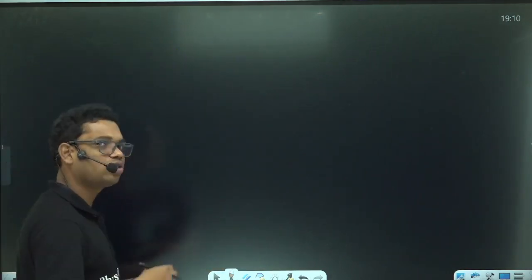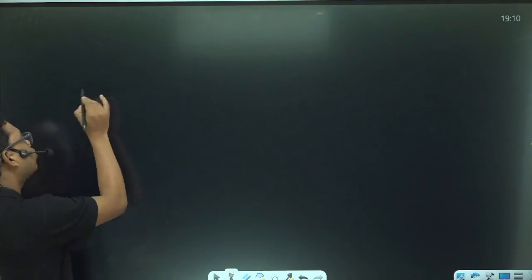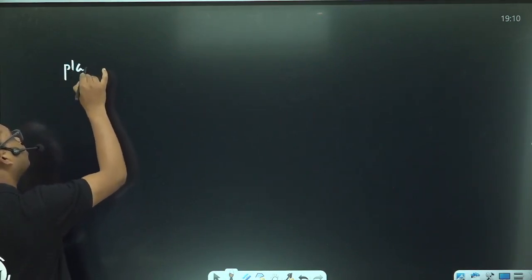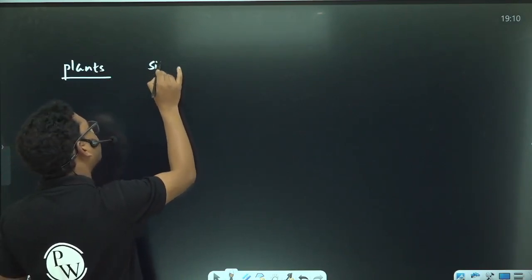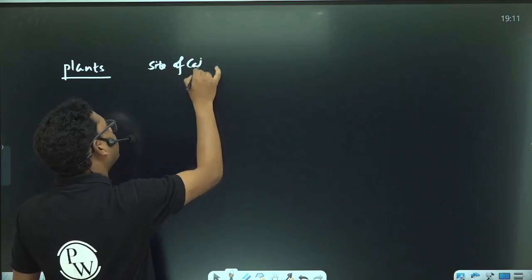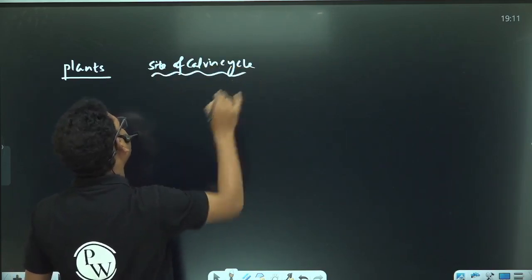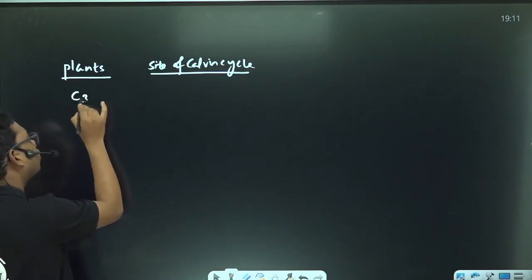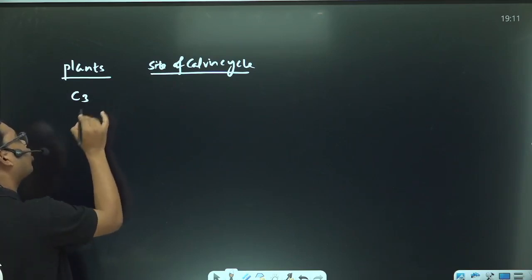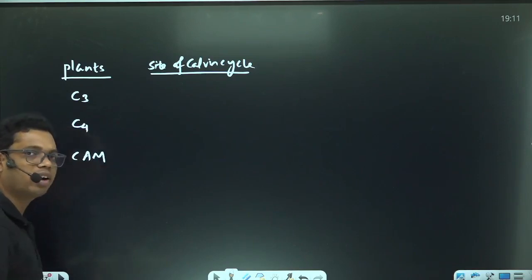The Calvin cycle is universal in all photosynthetic plants. So what is the site of Calvin cycle? Let me tell you. Here I'm going to take the plants. We have basically three kinds of plants. One is called the C3 plant, the second is called the C4 plant, and the third is called the CAM plant, crassulacean acid metabolism plant.